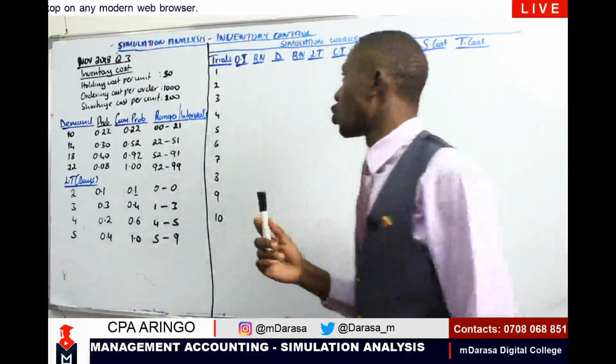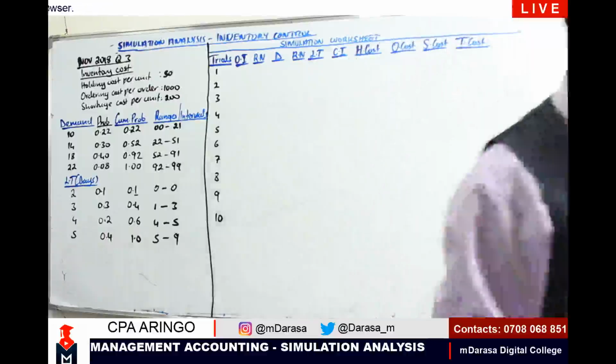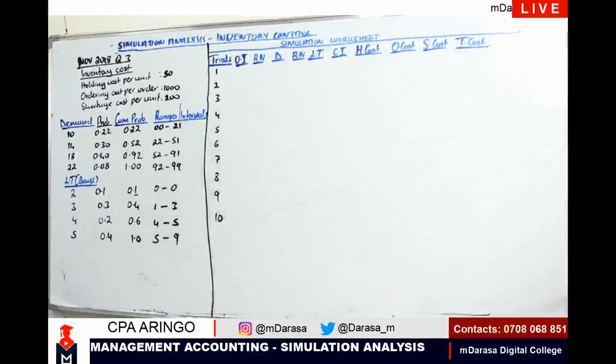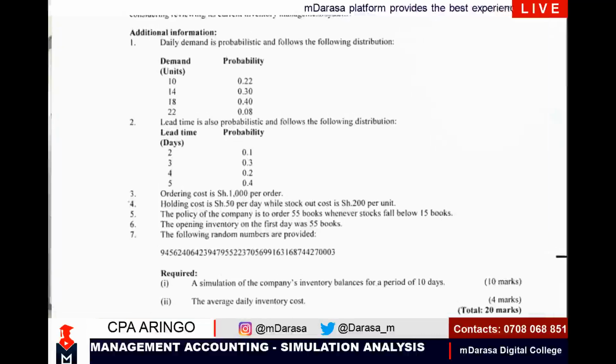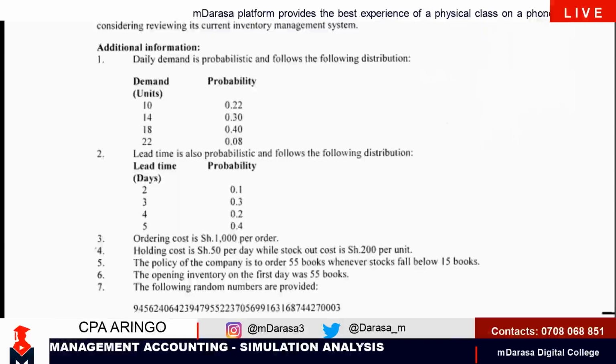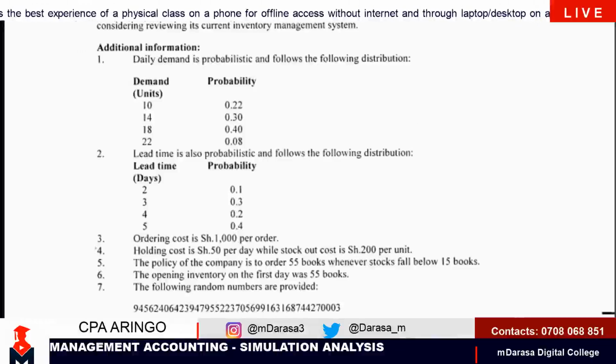Because the next thing that you are going to do is to identify the opening inventory given. How many units are we given as our opening inventory in our question? Look at note number 6, my good students. In note 6, we are told the opening inventory of the first day was 55 units. So that is what you are going to consider as our opening inventory. Always have that in mind.